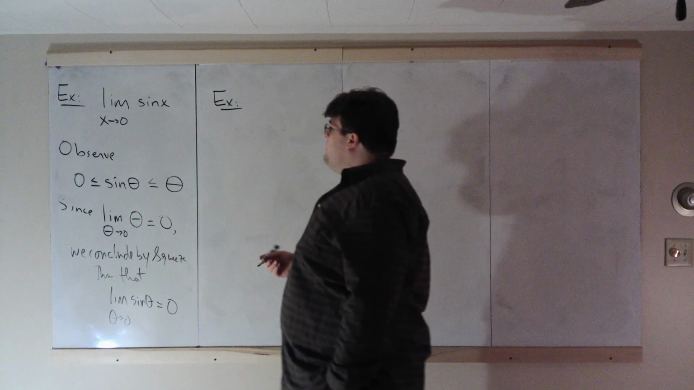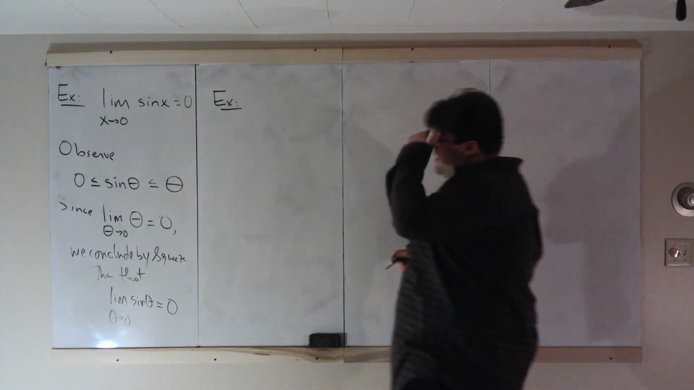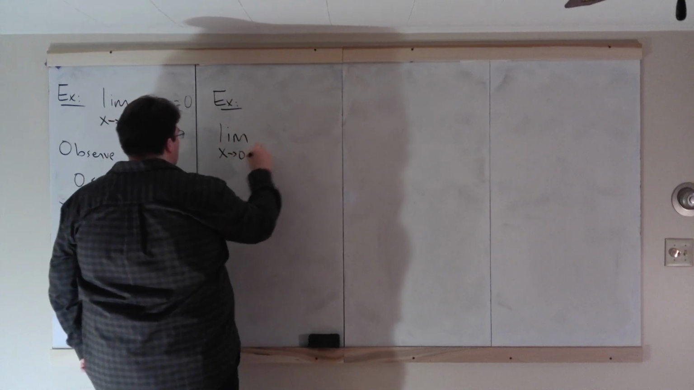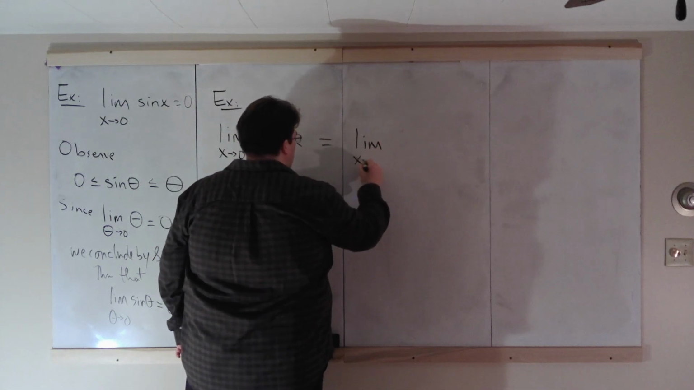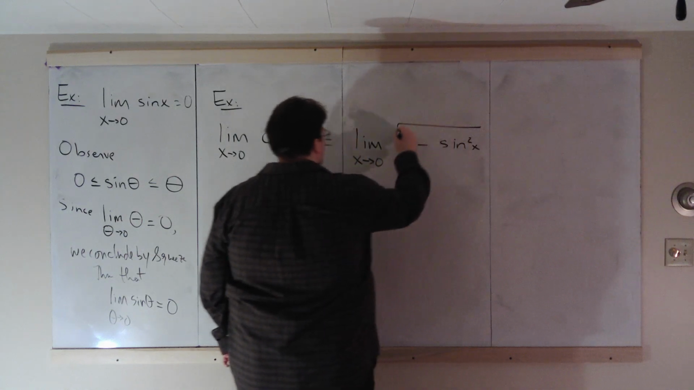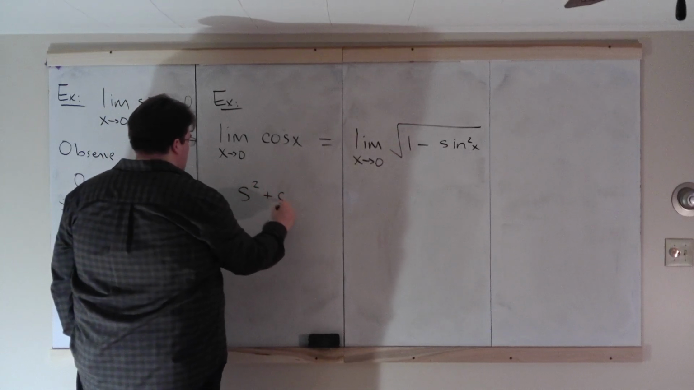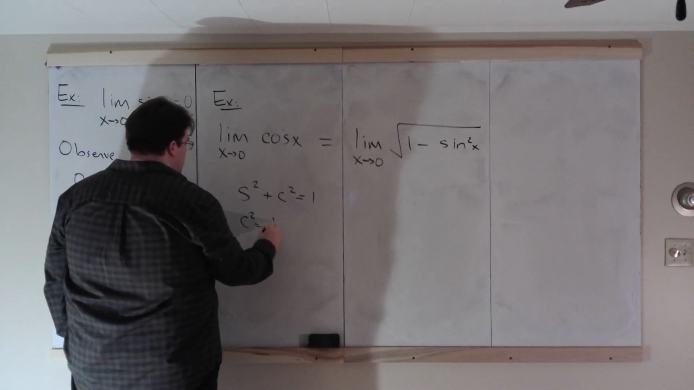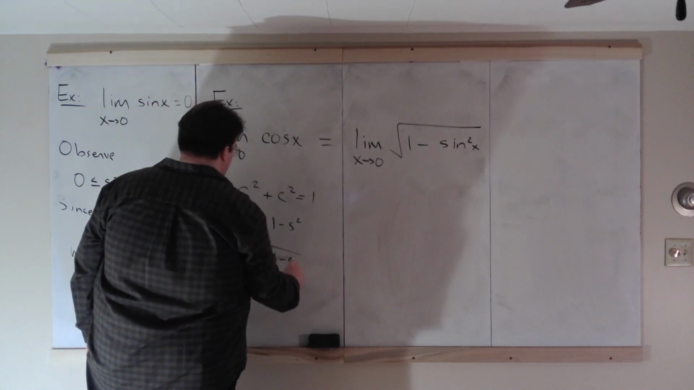Well, we have that this limit now equals 0. We can use that to find some other limits, using the algebraic limit laws. For example, the limit as x approaches 0 of cosine of x. Well, what does that equal? It equals that. Why does it equal that? Well, remember, sine squared plus cosine squared equals 1. So cosine squared is 1 minus sine squared. So cosine is root 1 minus sine squared.